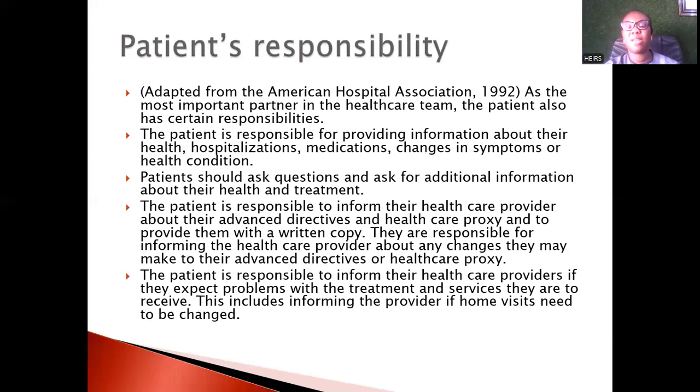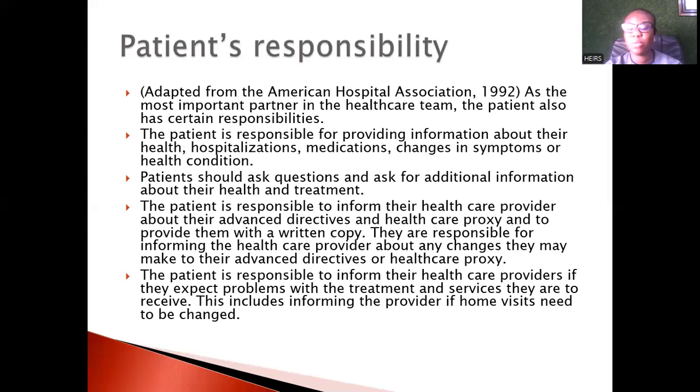And even if they have a healthcare proxy, the person who begins to make decisions for them when they cannot, they should inform the healthcare provider and provide them with a written copy. It is your patient's responsibility to inform the healthcare provider about any changes they make to their advance directive or healthcare policy. Your patient is responsible to inform their healthcare providers if they expect problems with the treatment that they receive, or if they experience a problem.